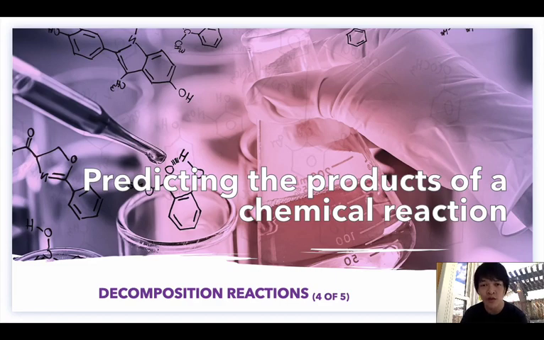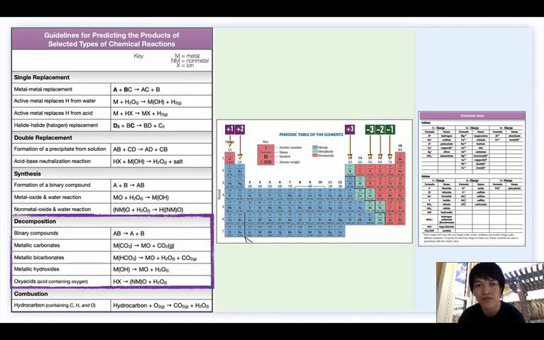This video is a part of our playlist on predicting the products of chemical reactions, and this is our fourth video. It's about decomposition reactions, and decomposition means to break down. Now for this, we're going to need to have the guideline for predicting products, and on the left there you can see the stuff that are in purple are the decomposition reactions.